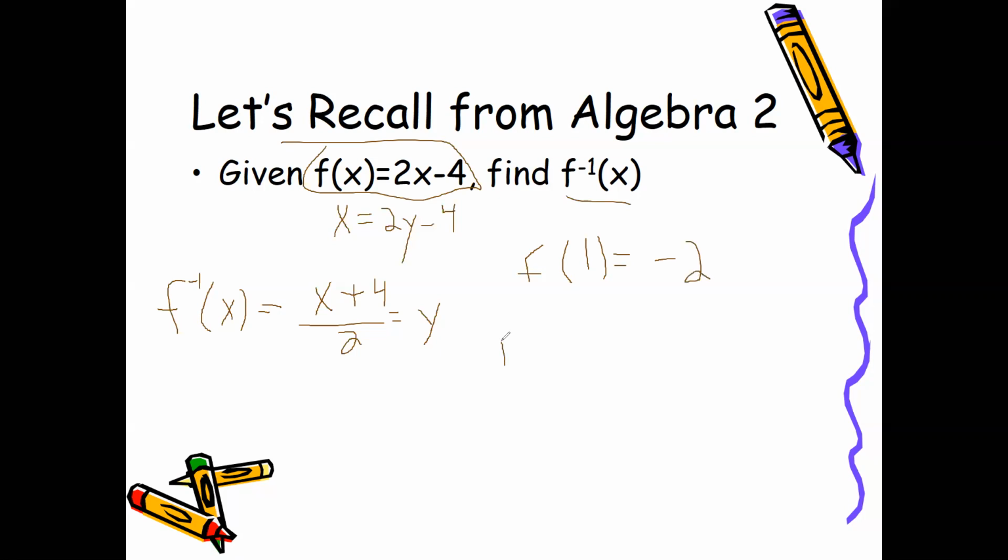That means if I take the inverse of f and plug in negative 2, without even evaluating this, I know it's going to equal 1. And if you don't believe me, you could plug in negative 2 and see that it simplifies to 1. Negative 2 plus 4 is 2, divided by 2 is 1. So that's what it means to be an inverse. X and y just switch.